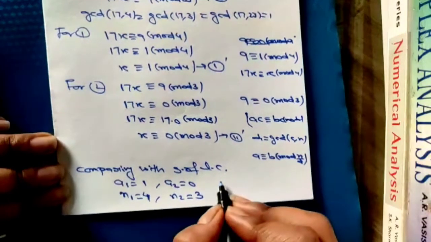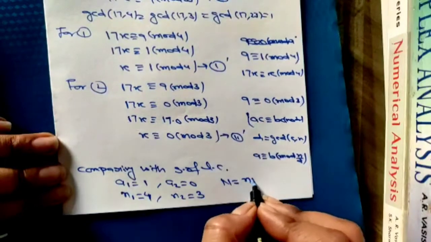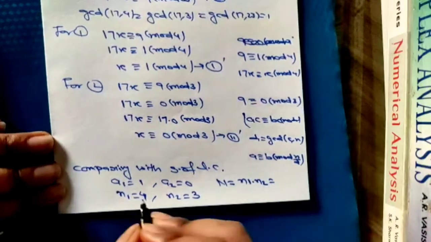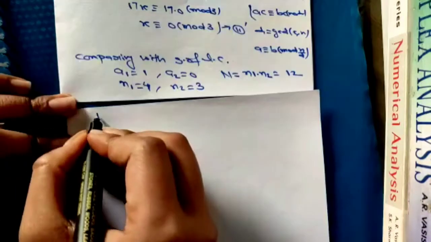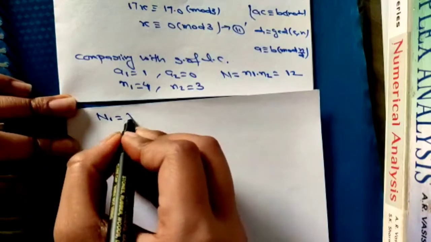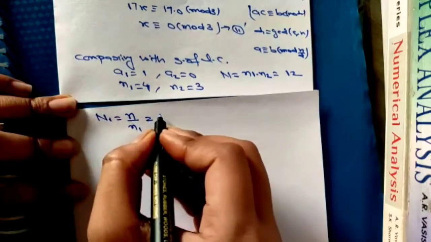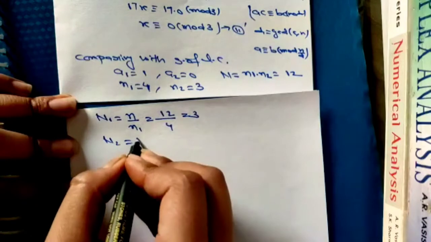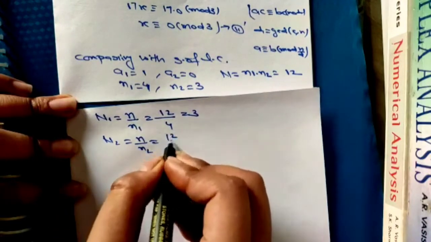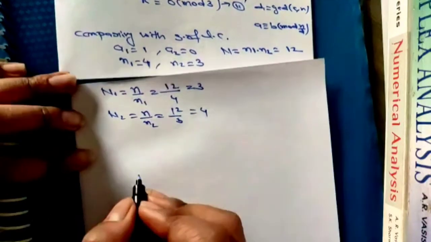Okay. So we can easily find capital N, that is N1 times N2, that is 3 times 4 is 12, so it's 12. Now find capital N1. Capital N1 will be N upon n1, that is 12 upon 4, this is 3, and N2 is N upon n2, that is 12 upon 3, that is equal to 4.